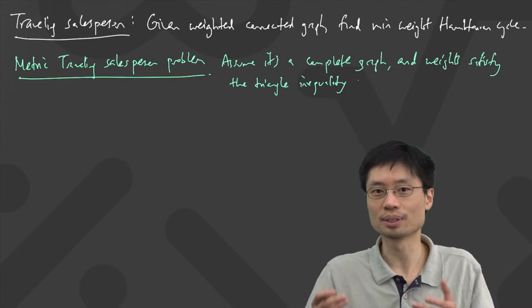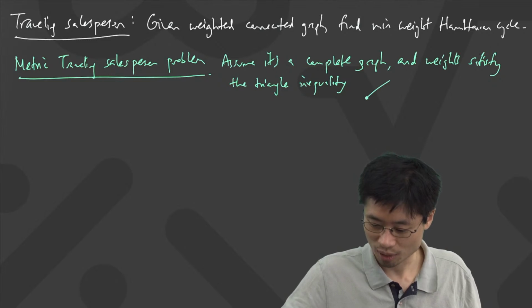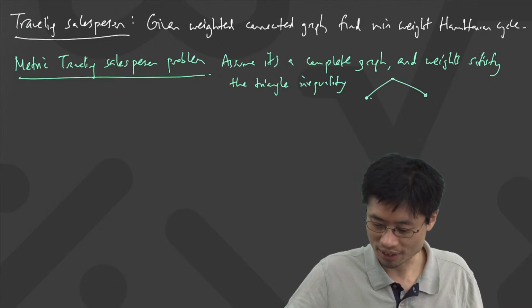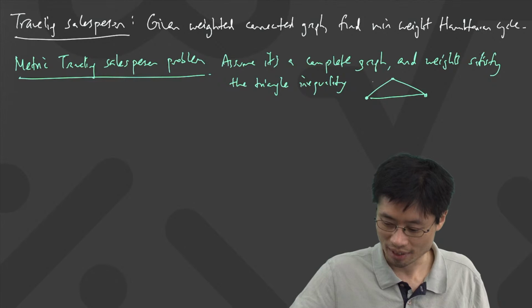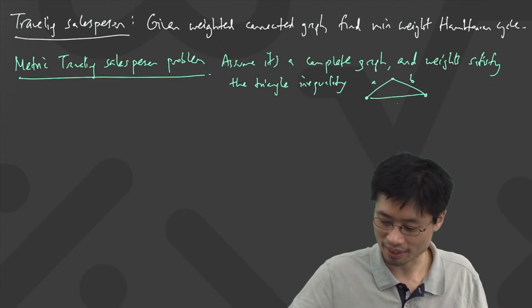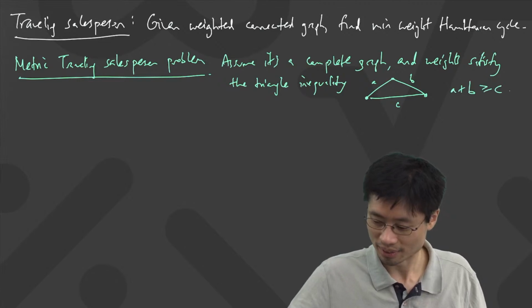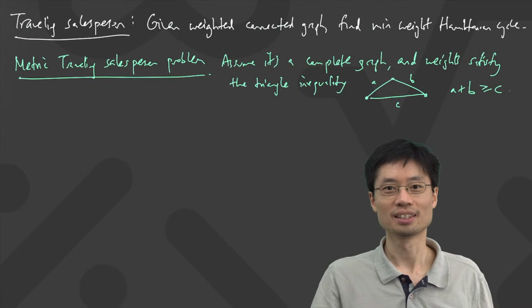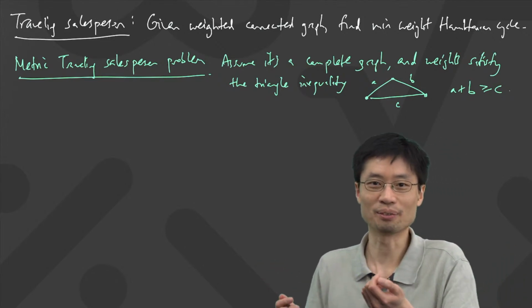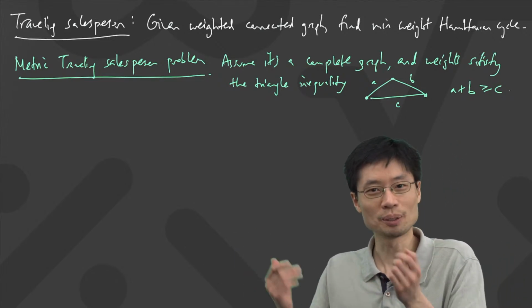The triangle inequality will say something like, if I have weights like this, well, first of all, it's a complete graph, right? So if I have that this is A, and this is B, and this is C, then A plus B is bigger or equal to C. Is that okay? That seems actually very reasonable, right? Shouldn't this be true in real life?